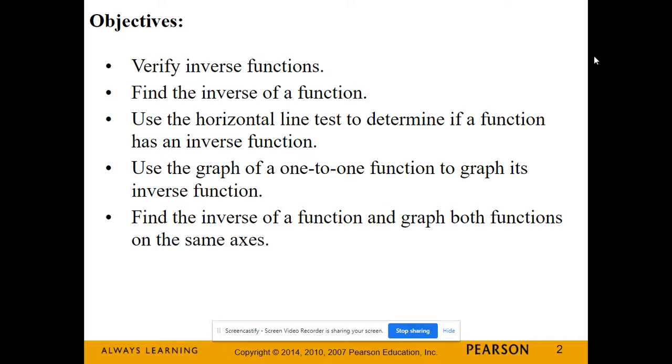We're first going to verify inverse functions. So take two functions and determine if they are inverses of each other. Then we're going to look at, given a function, what is its inverse? And then we're going to use the horizontal line test to determine if a function has an inverse. We're going to use the graph of a 1-1 function to graph its inverse function, and then find the inverse of a function and graph both functions on the same axis. Okay.